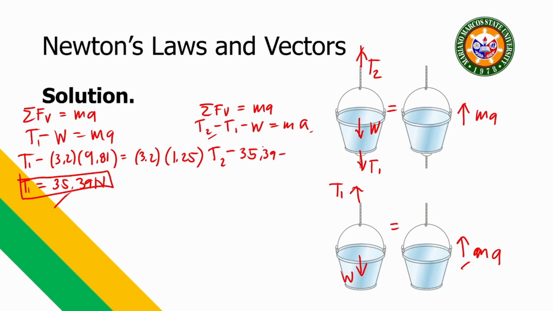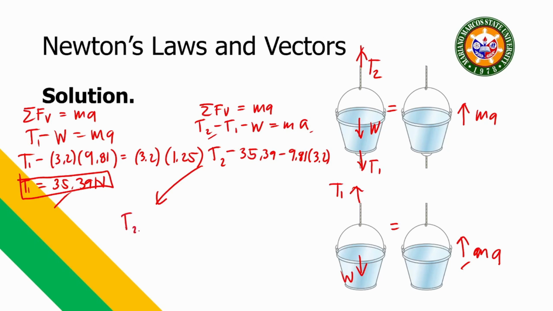minus W, which is 9.81 multiplied by 3.2, and then this one, so wait lang, dito ko na lang susulat.